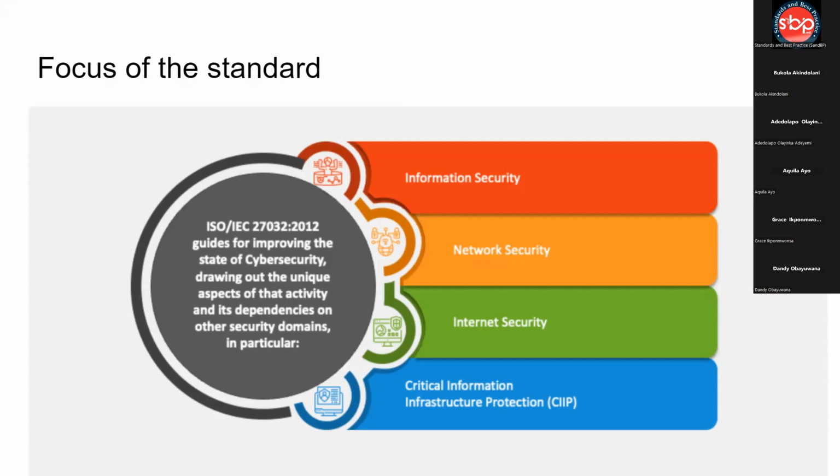So let me start with this first slide, which tries to summarize. I have just 20 minutes. I'll be very conscious of my time. I'll be very fast. So this first slide just speaks about the focus of the standard. That's the core domains that it seeks to address. So we have information security, network security, internet security, as well as CIIP. Information security is talking about how the standard is able to ensure that information within an organization is protected, and how when employees of the organization go on the cyberspace, they follow the right practices to be sure that data is not lost.